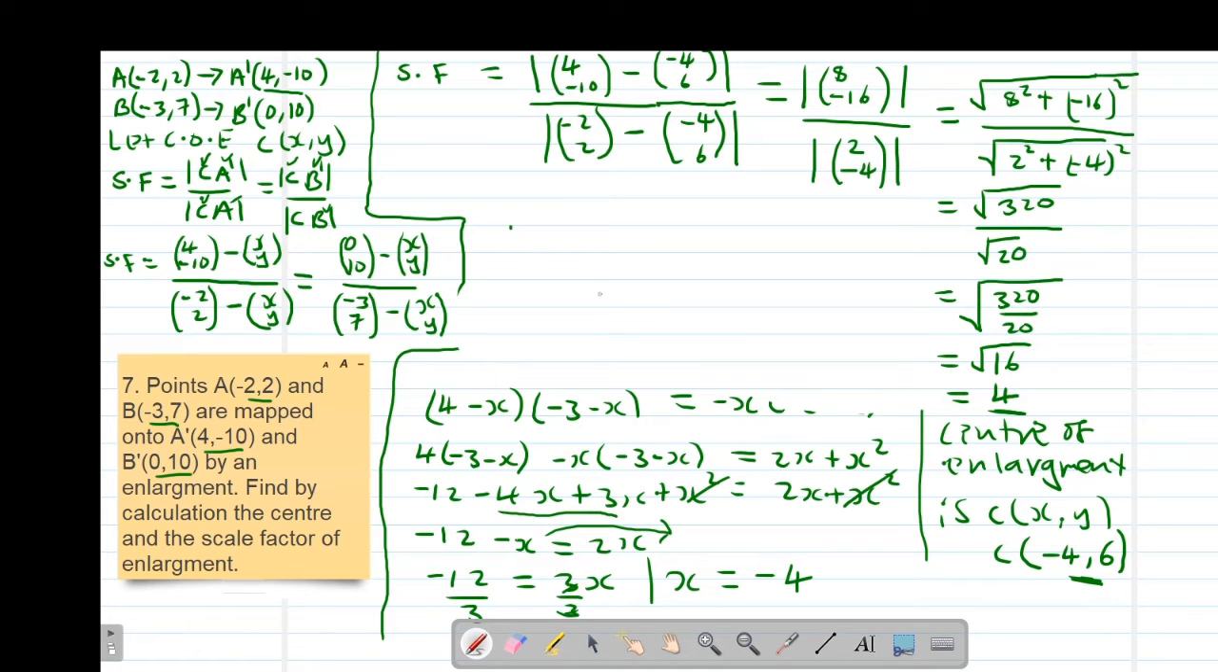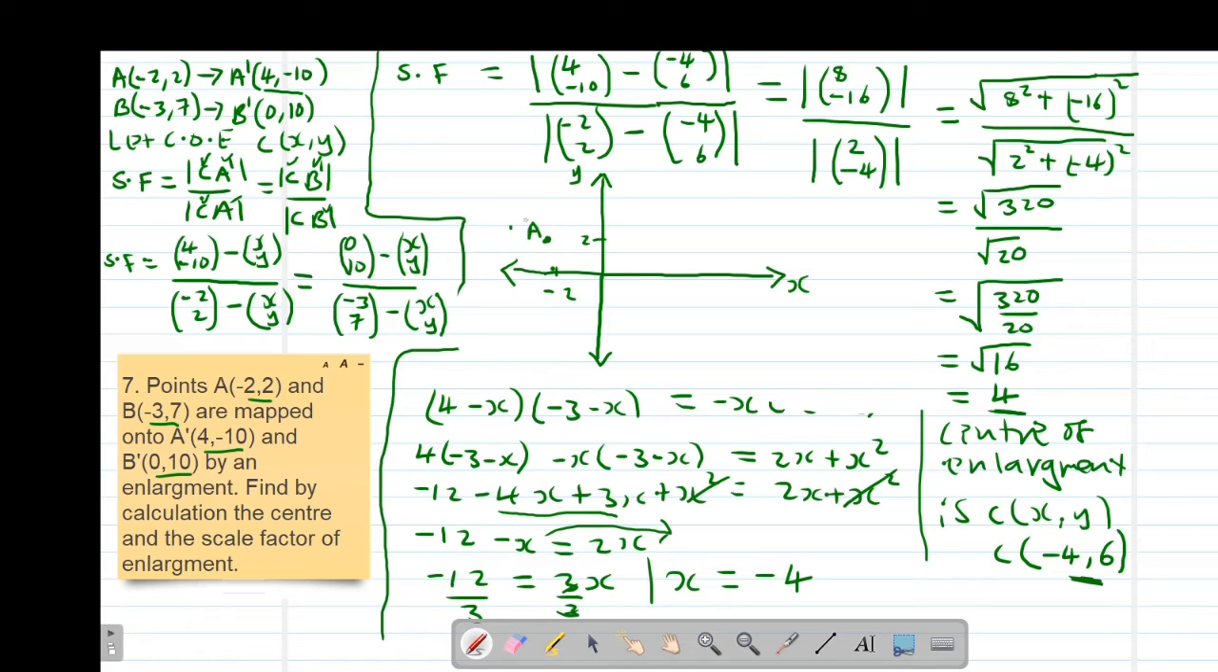But we need to determine whether the scale factor is positive or negative. So we can just have a simple sketch here of our Cartesian plane so that we see the position where our center of enlargement lies. So this is our y-axis, then this is the x-axis. Remember, it's just a sketch because we are told to use calculation method. So we can check with one of the points. Point A is negative 2, 2. So negative 2 could be somewhere here, then positive 2 can be somewhere here. So our point A is here, negative 2, 2.